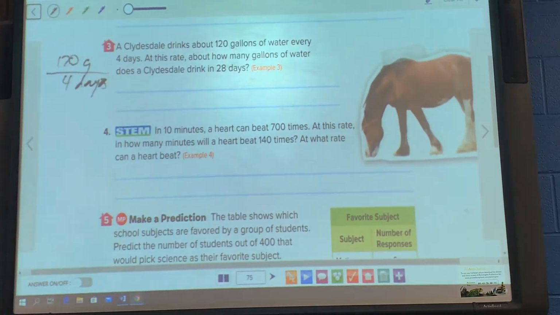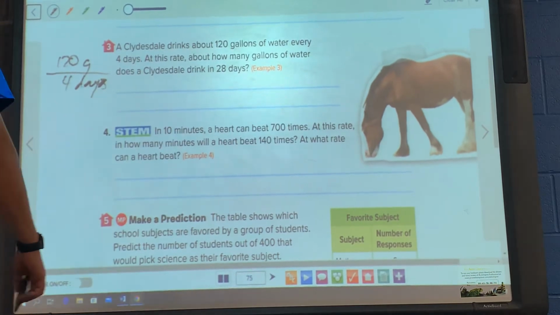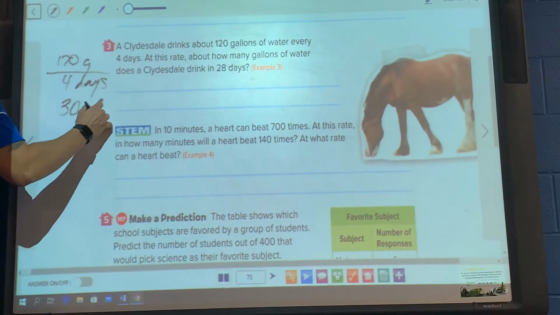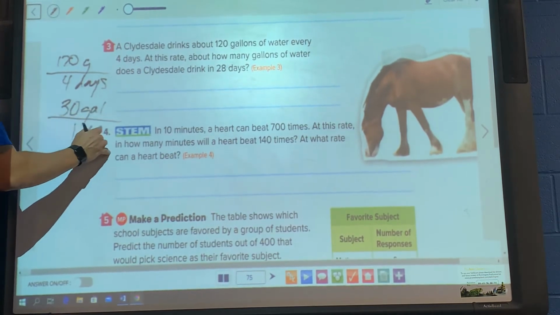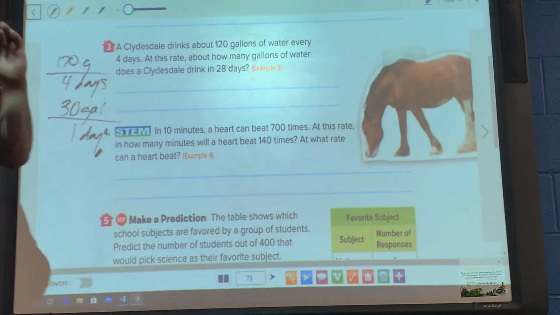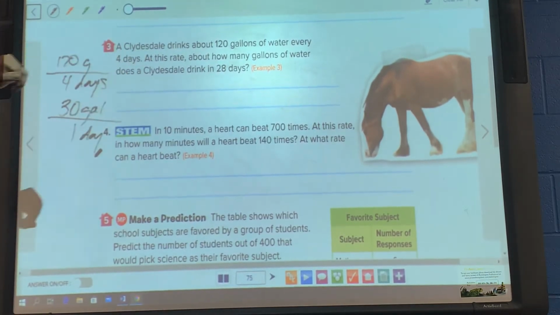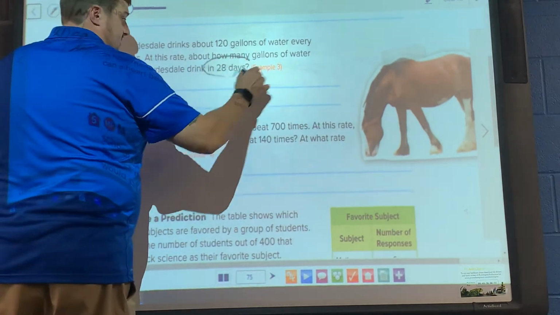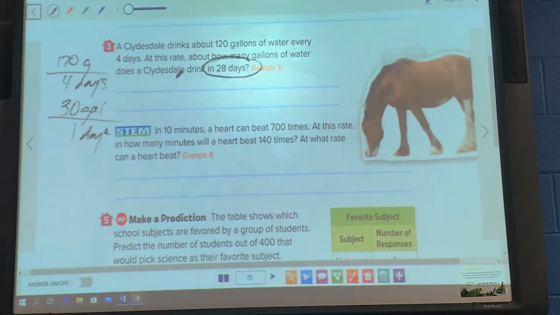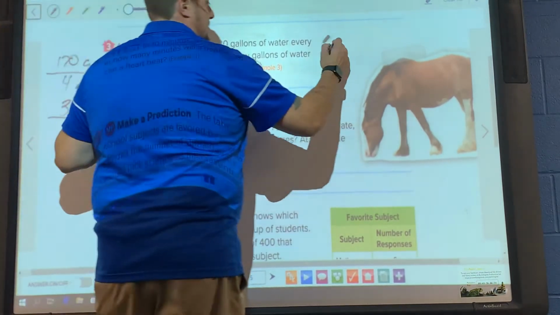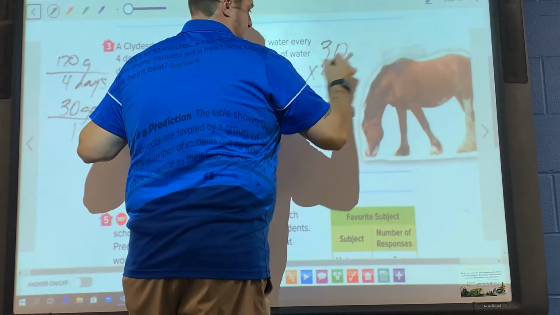Okay, that doesn't give us a unit rate. We have to find our unit rate. To do that, you gotta divide. So we're gonna take 120 divided by 4. Well, that's 30 gallons of water every day. So that horse is drinking 30 gallons of water every day. But that's not what they're asking us to find. That's part of it. We have to find out how many gallons of water he's gonna drink in 28 days. So taking this unit rate, we're gonna multiply that, 30 times 28.